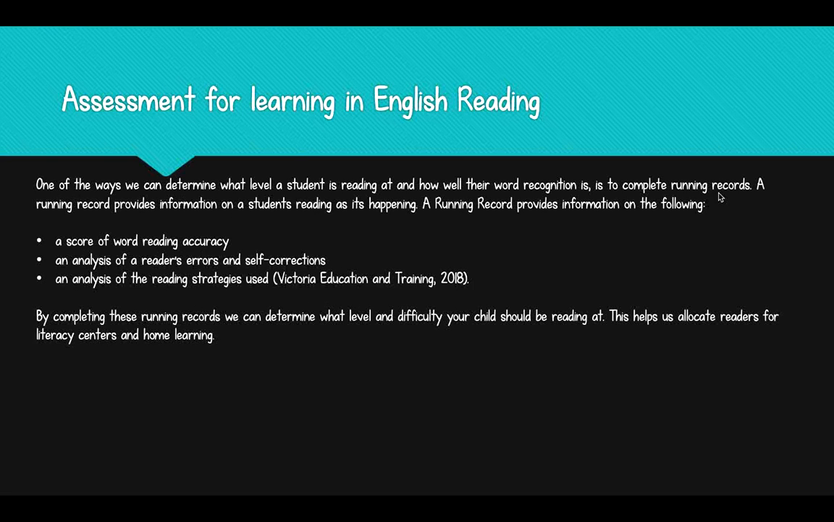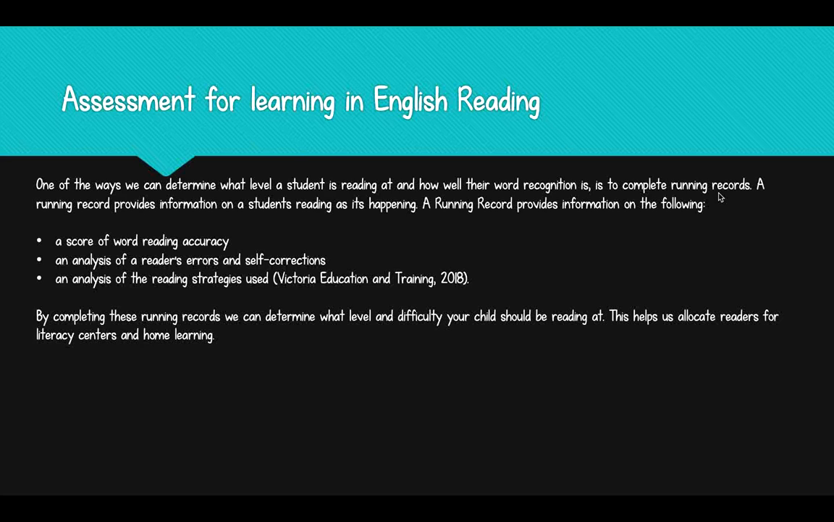So assessment for learning in English for reading, there's many ways we can do it. We want to determine what level students are reading at, how well their word recognition is and their fluency. A good way to do this is to complete running records. A running record provides information on a student's reading as it's happening, so we're taking these records as the student is reading to us.